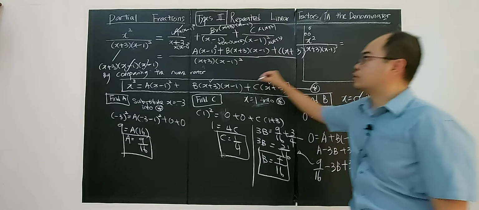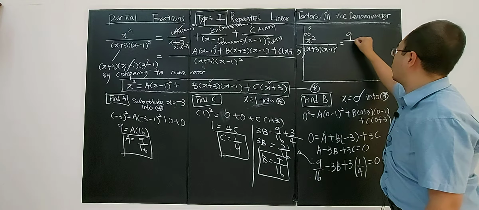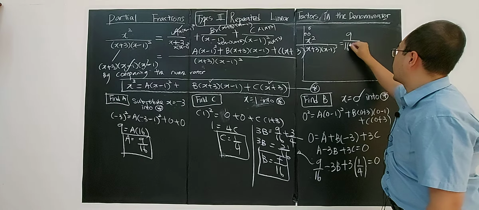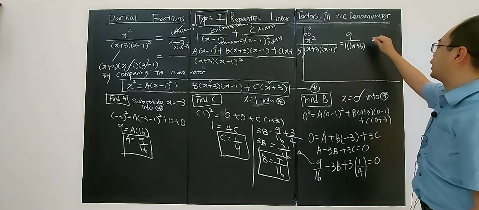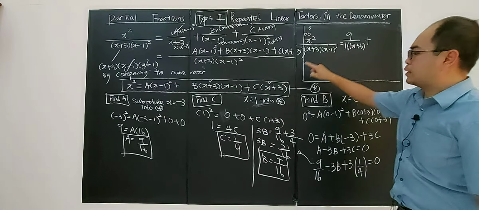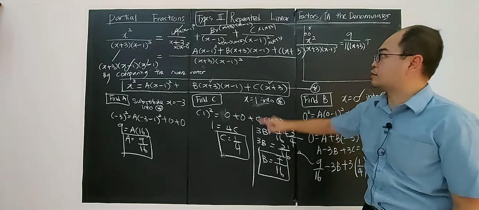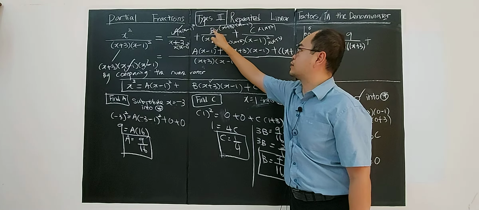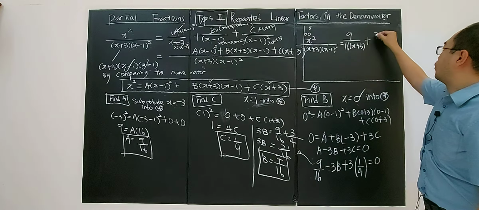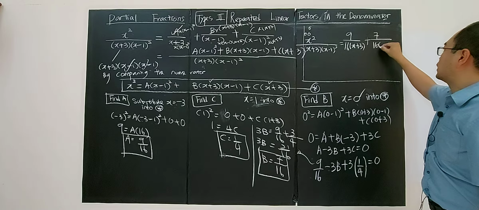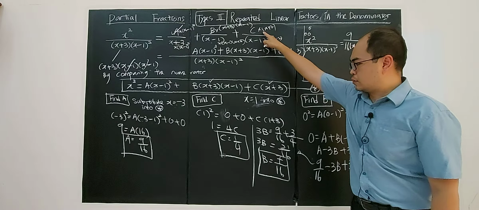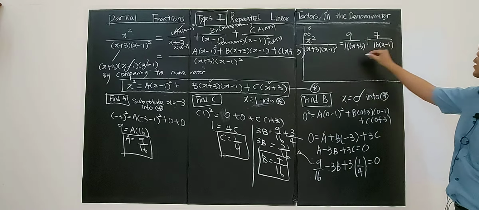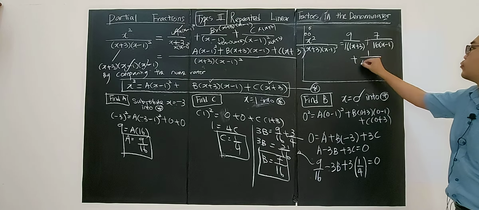9 over 16. So it will be 9 over 16 x plus 3. Right? 9 over 16 x plus 3, followed by b. What's your b? 7 over 16. Alright. So 7 over 16 x minus 1. And lastly, your c. Your c will be 1 over 4 plus with 1 over 4.